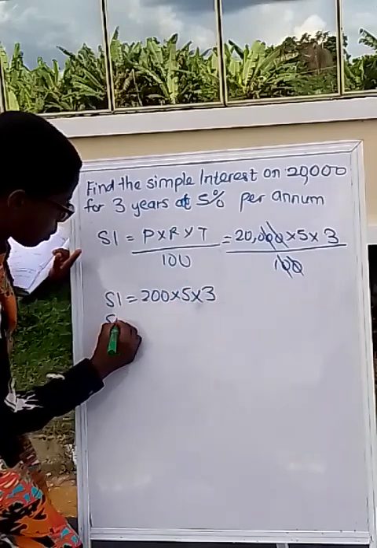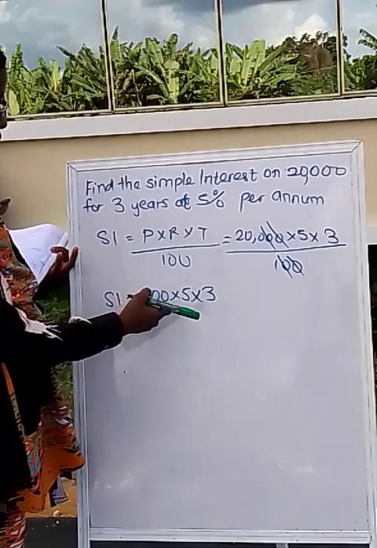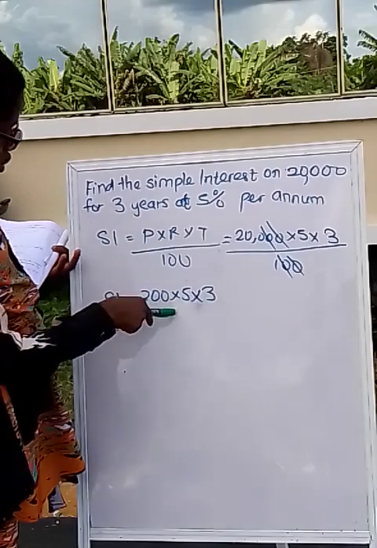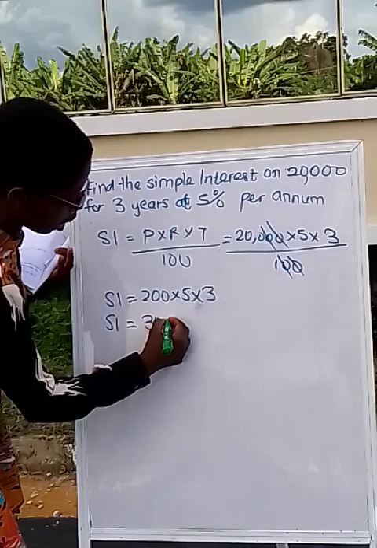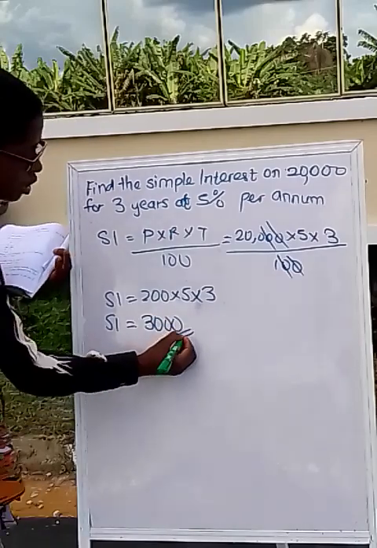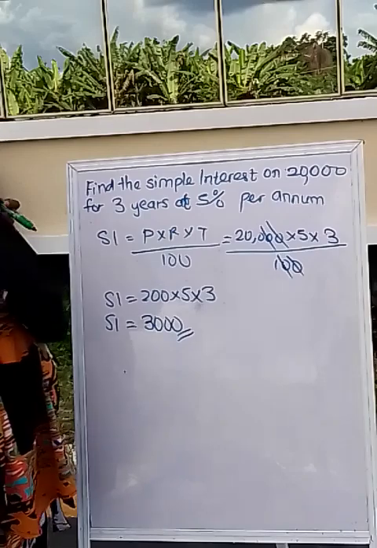So our simple interest is going to be equal to 200 times 5. 200 times 5 is 1,000. 1,000 times 3 is 3,000. So our simple interest is 3,000. This is our answer. Now let's consider another question.